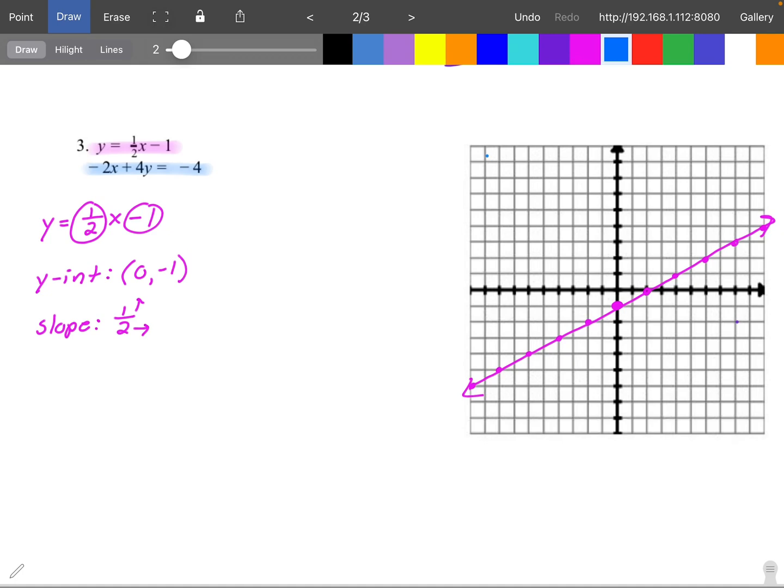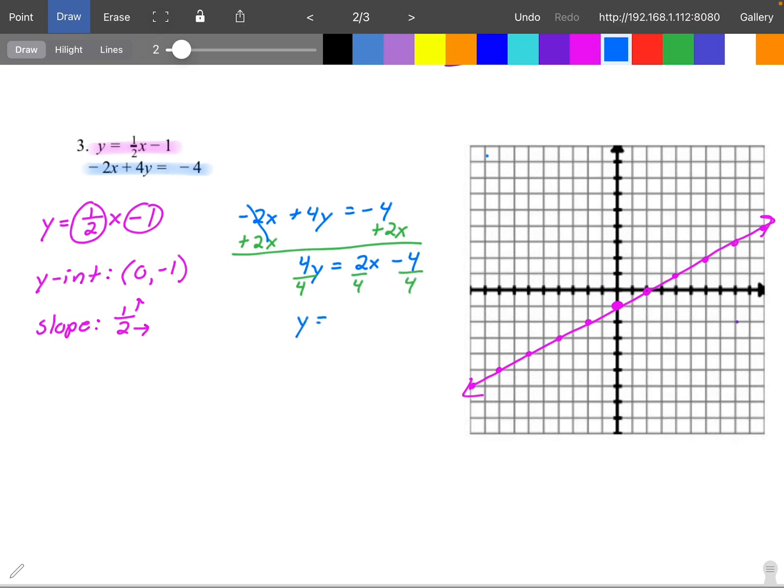Now I want to take my second line, which is -2x + 4y = -4. This one is not in slope-intercept form, so I need to solve for y. So I need to get rid of that x first. Since it's negative 2x, that means I need to add 2x to cancel it out. And then those are gone, leaving me with a positive 4y equals, put your x term first, so I have positive 2x, and I have a negative 4. Then I can get rid of the 4 by dividing everything by 4.